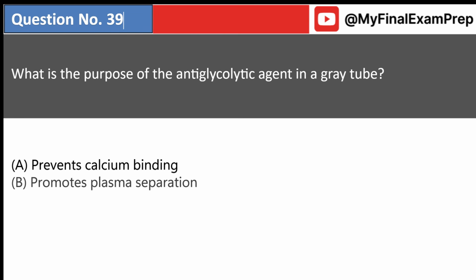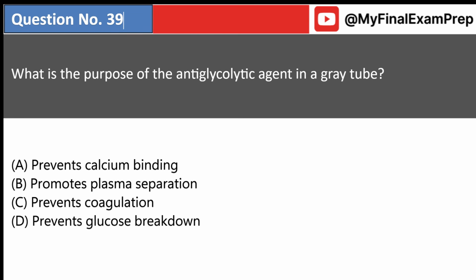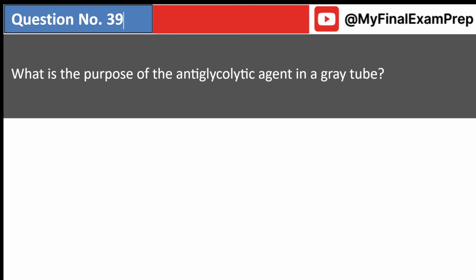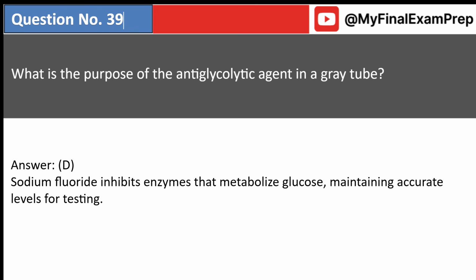What is the purpose of the antiglycolytic agent in a gray tube? A. Prevents calcium binding. B. Promotes plasma separation. C. Prevents coagulation. D. Prevents glucose breakdown. Answer D. Sodium fluoride inhibits enzymes that metabolize glucose, maintaining accurate levels for testing.